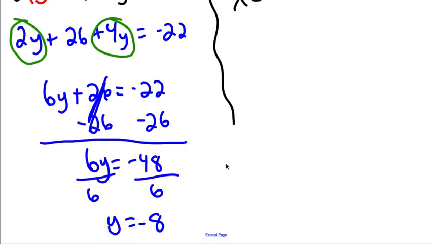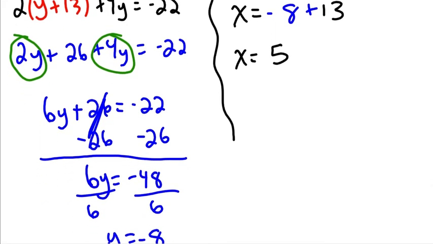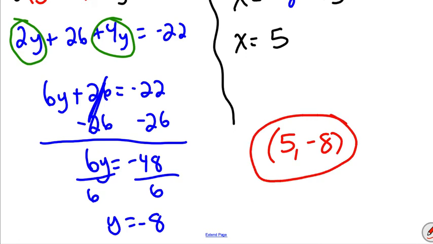X equals, what is y? Negative 8. So I plug that in there, negative 8 plus 13, not 3, 13, there we go. And what do we get? X equals 5. Write it as a point. Final answer has to be written as a point. X goes first, and then Y, final answer.